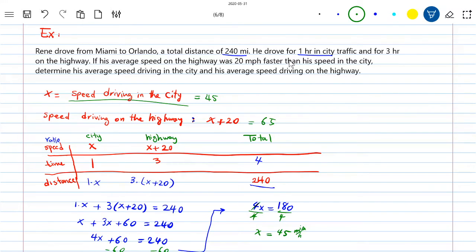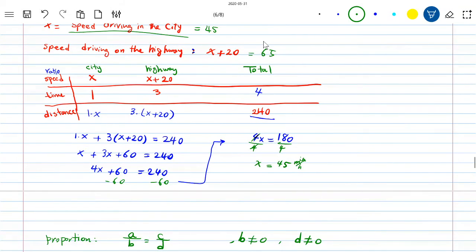You can check your solution, by the way, as well. You can place 45 in its original equation here. 1 times 45 is 45. You can replace 45 here for both x's. 45 plus 20 is 65, times 3 is 195, plus 45 becomes 240. So you will see that this is a correct solution.